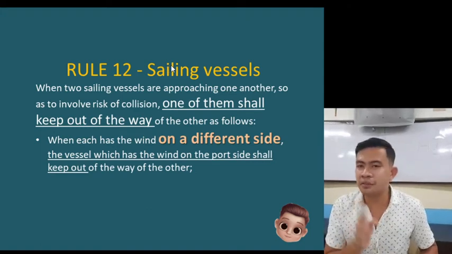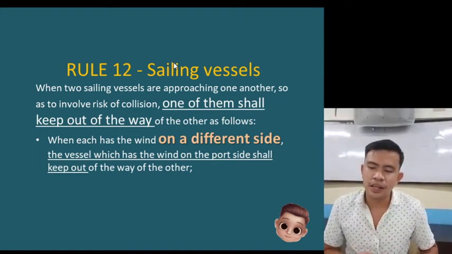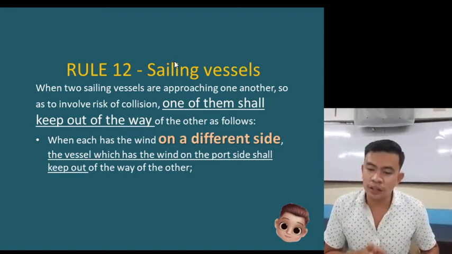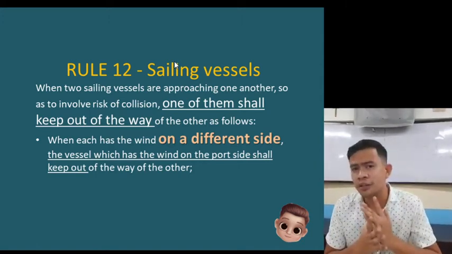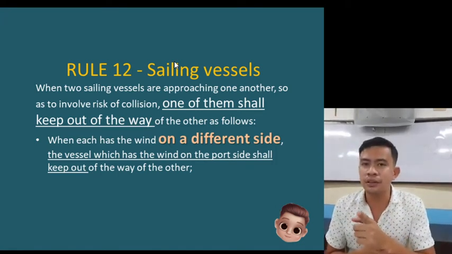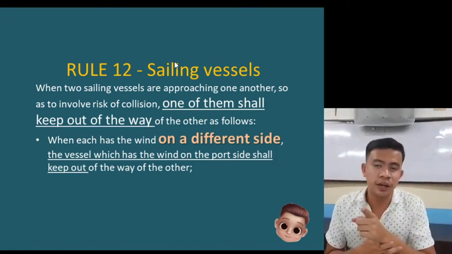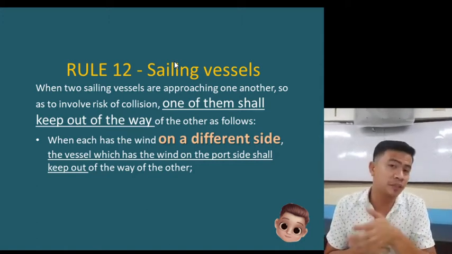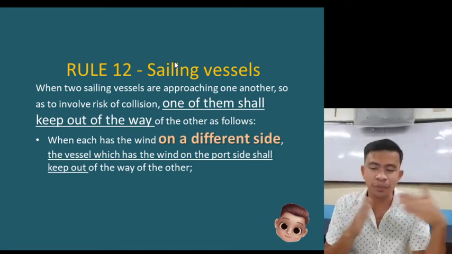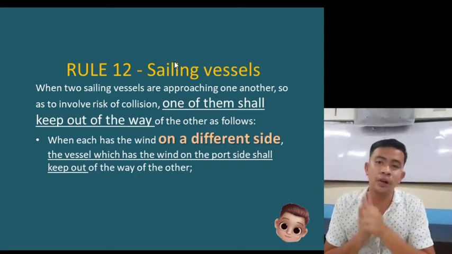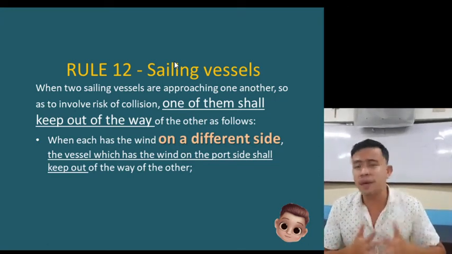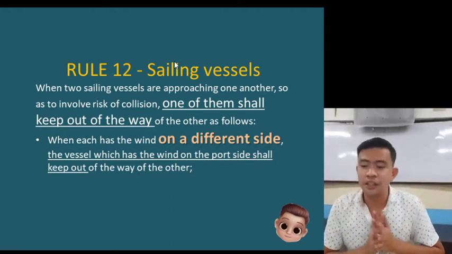Now, what is said in the Rule 12 natin? The Rule 12 says, when two sailing vessels are approaching one another so as to involve risk of collision. Magkakaroon daw ng risk of collision. Remember, what's the risk of collision na rule number? It's Rule number 7, risk of collision. And when we say risk of collision, there is a possibility na magbabangga yung dalawang barko. And at the same time, you can identify if that ship is in risk of collision if the bearing of that certain vessel does not change.